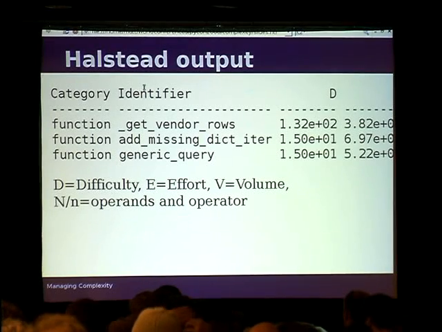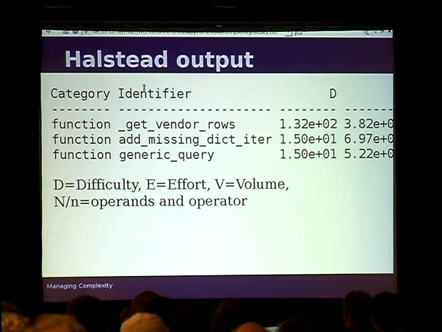The problem I have with it was I get these weird numbers. Remember generic query, that was like my 13. Here it's 1.5 times 10 to the first power, and it's the same as this other one that I think had like a 3 or 4 complexity. And so I'm not sure that I can use that. It just looks like a big report that I don't understand what all these numbers mean.